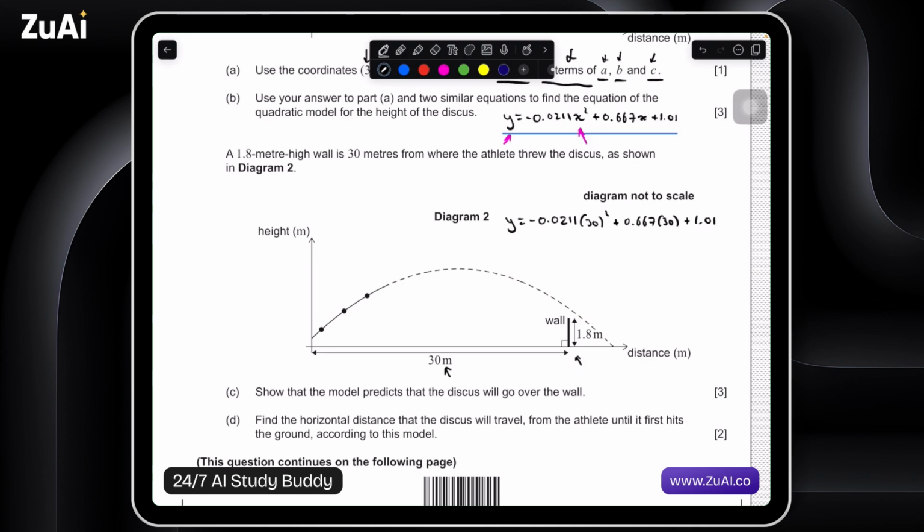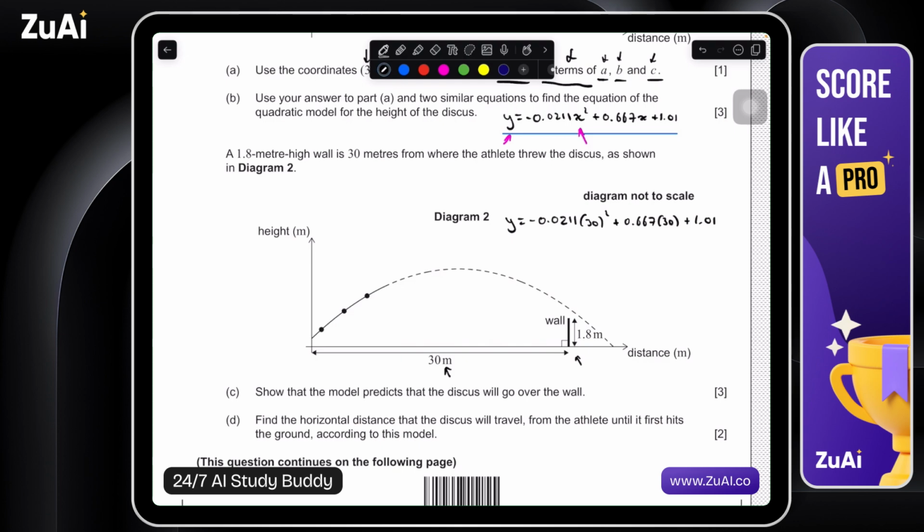30 squared times negative 0.0211, plus 0.667 times 30, plus 1.01. And I've got a height of 2.03. Okay, so the model predicts the discus will go over the wall. Really nice 3-mark question. That's just a pretty simple input-output question for 3 marks. I guess it hangs on whether the model itself was correct.